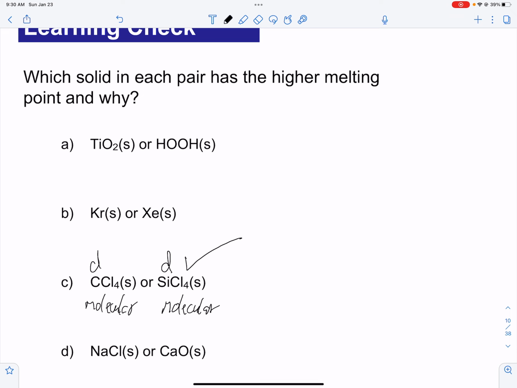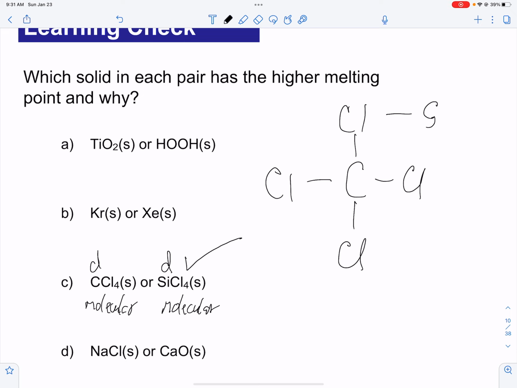Let me take a second to answer something that people usually tend to think. So if I have carbon connected to a chlorine, connected to a chlorine, connected to a chlorine, connected to a chlorine, how come that one is not a covalent network, where I will have another carbon connected to a chlorine, connected to a chlorine, connected to a chlorine? Why not continue doing that? Well, let's erase this before we go crazy.